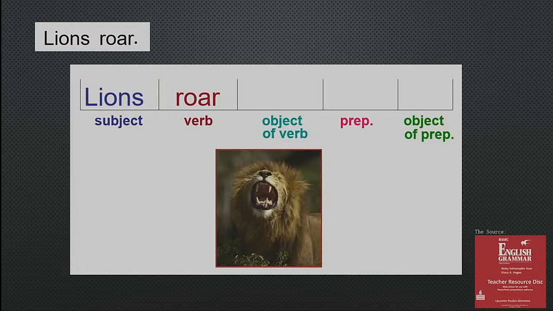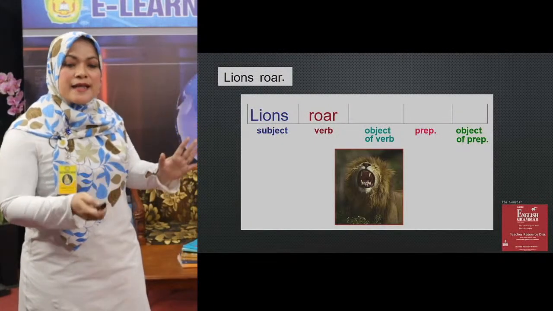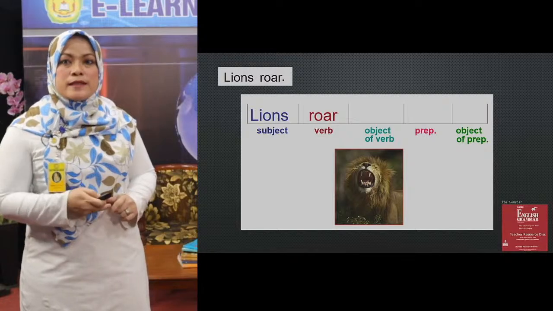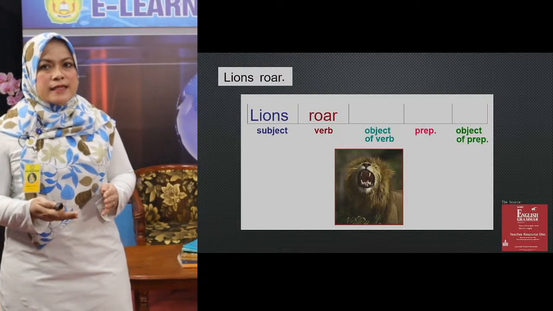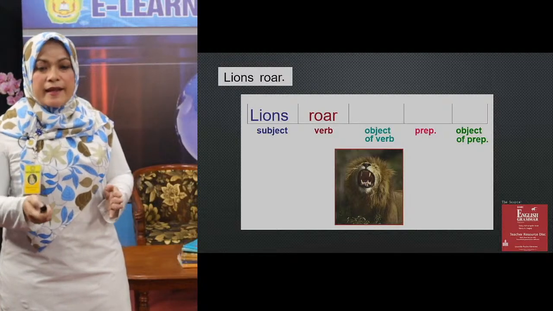Lions dikatakan atau diposisikan di sini as a function as a subject and lion is a noun, right? Kata benda kan? And there you go. Roar. Roar itu kata kerja. So the verb is actually simply said in Bahasa Indonesia kind of predikat, something like that, predikat.